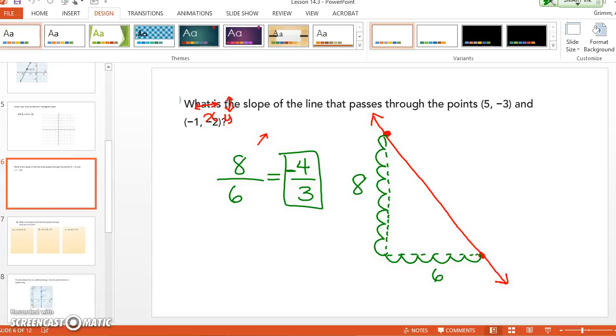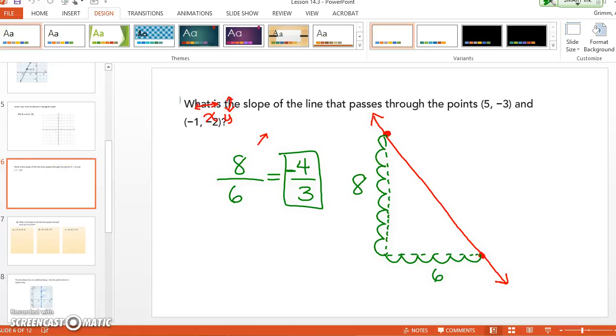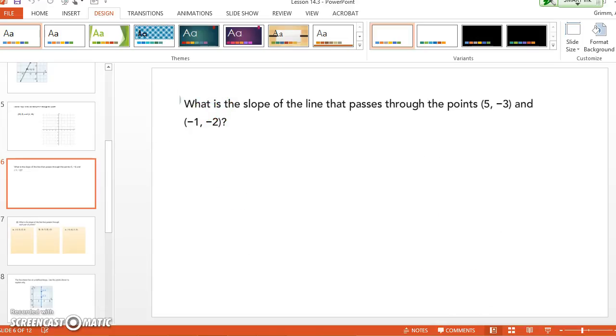Okay, so that was a lot of work to calculate slope. So what if there was a faster way to calculate slope? Would that make you happy? Now, first of all, if they give you a graph, it's always easiest to count it because counting is easy. But if they just give you 2 points, you don't want to have to go find graph paper, graph it, and then count it. There's got to be an easier way. So here is a really nice formula that we will use a ton.